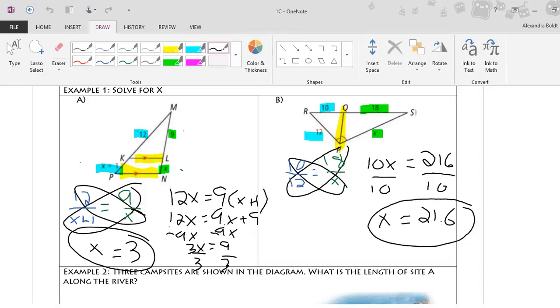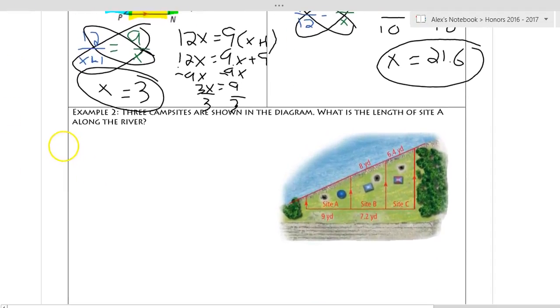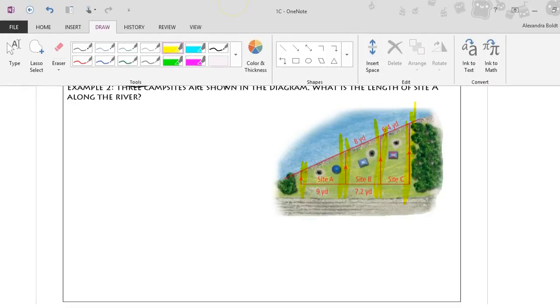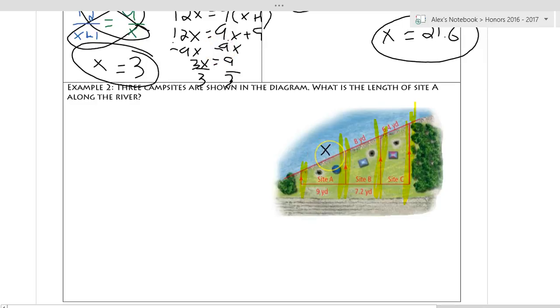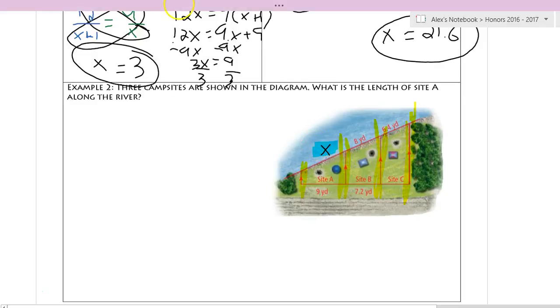Alright, let's look at our last example. It says 3 campsites are shown in the diagram. What is the length of site A along the river? Right. So now, this is our corollary to the side splitter theorem. This is when I don't really care if I have a triangle, if I have a whole bunch of parallel lines. If I have a whole bunch of parallel lines, all of those things are proportional. So I want to find the length of site A. So that's my x. Let's do that one in green. That'll be easier to see.